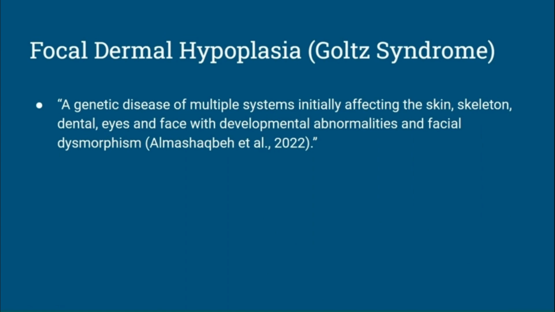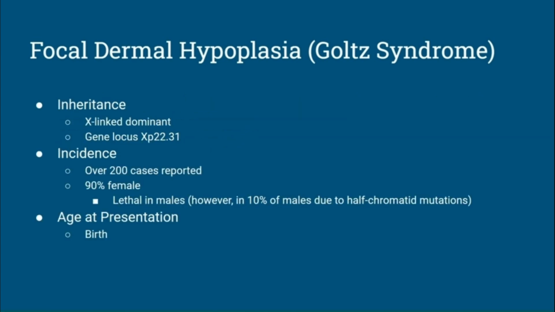All right, moving on, we have focal dermal hypoplasia. You might also see this named as Goltz syndrome. And this is a genetic disease of multiple systems, in fact, initially affecting skin, skeleton, dental, eyes, and face, with also facial abnormalities or dysmorphisms. And we just felt that was the best way to put that in perspective, so we use that quote. Inheritance here is X-linked dominant. The gene is obviously Xp22.31.